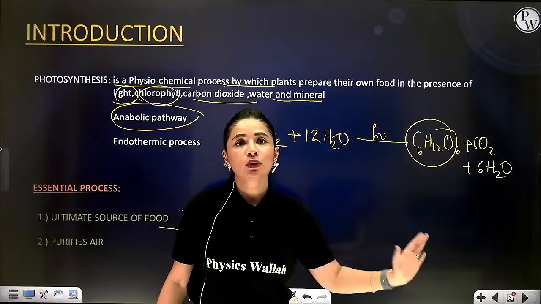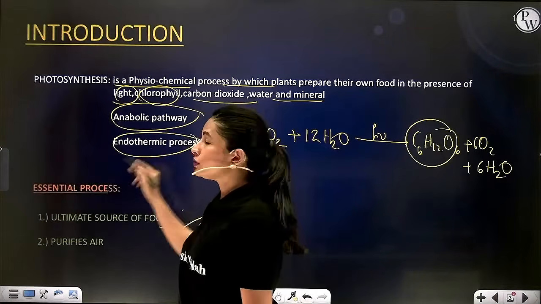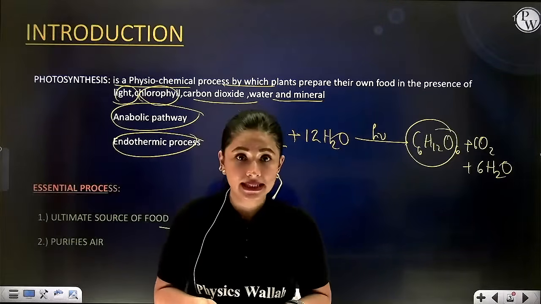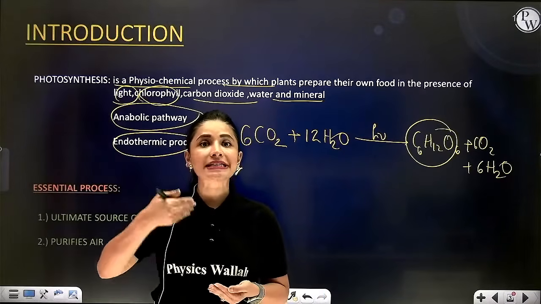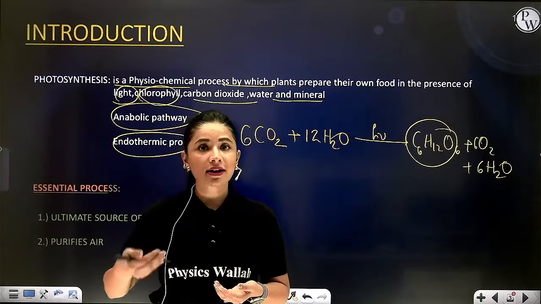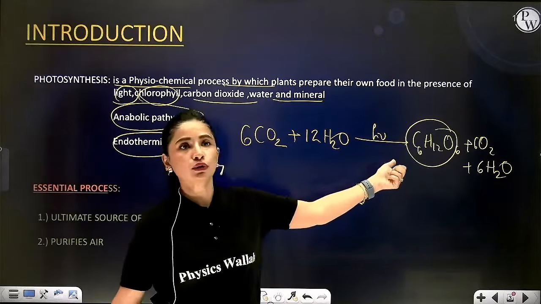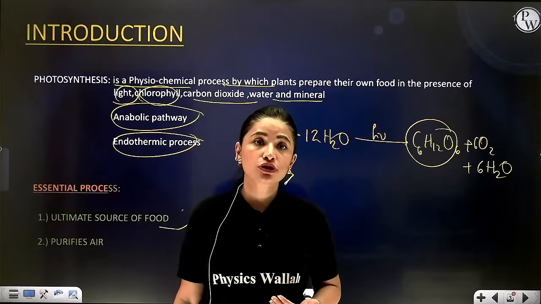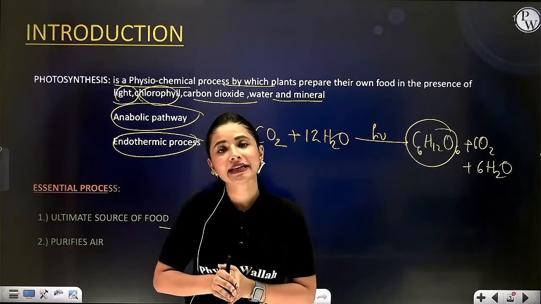Correct? Now, this process is endothermic. Endothermic means the process in which you have to invest energy. So in order to produce glucose, energy is invested. The plant is going to utilize energy in order to produce glucose. So therefore it is anabolic as well as an endothermic process. I hope what is photosynthesis is clear.